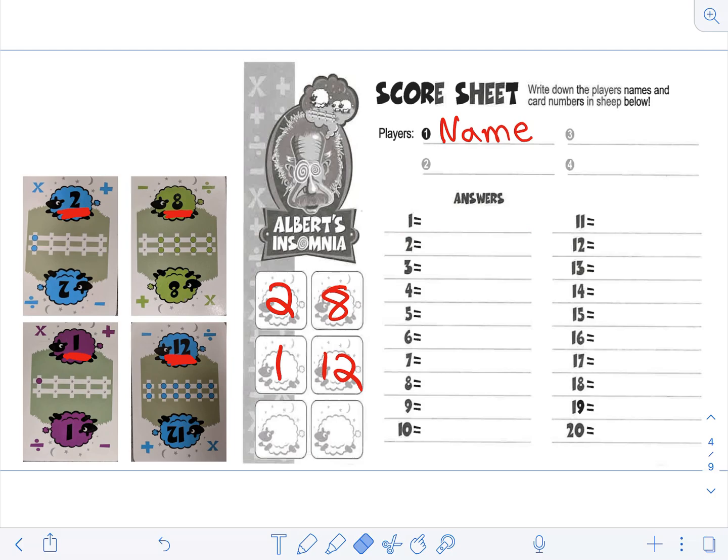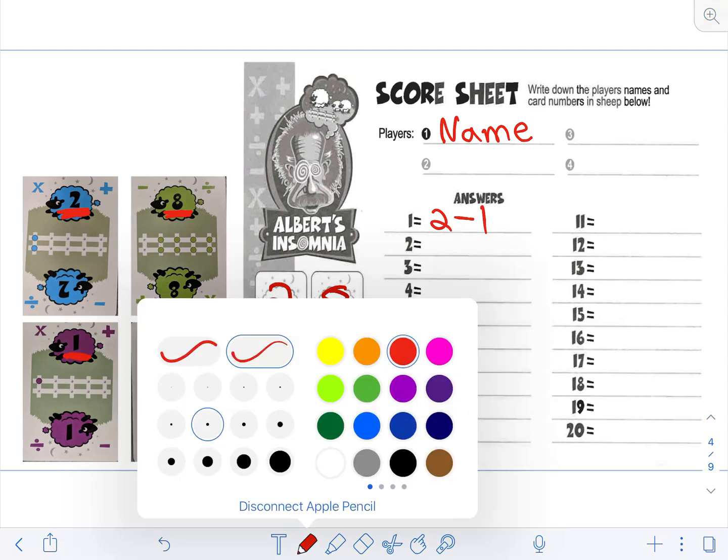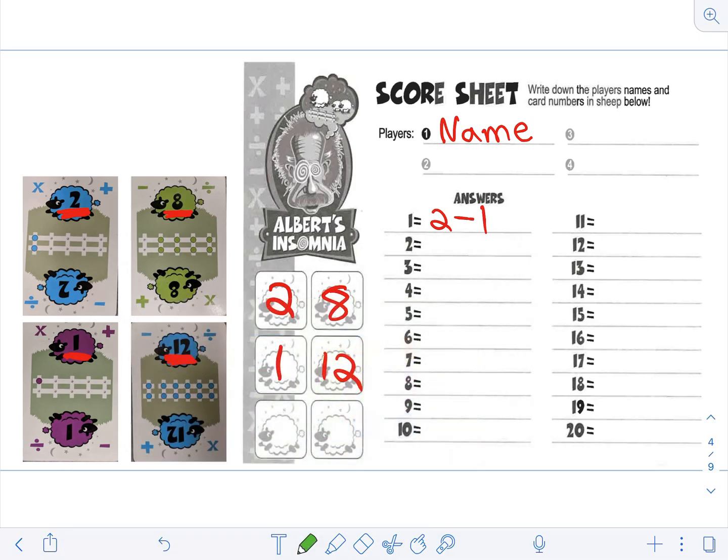And you may say, well, if I do 2 divided by 2, I get 1. Well, you can't actually do that because once you use a number, it's gone for that number. So, you could do 2 minus 1. That equals 1. Cool? Okay, now move on to 2.